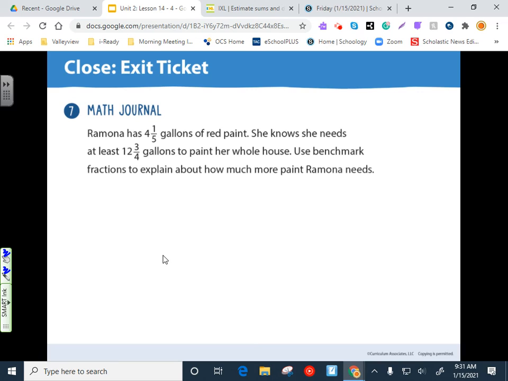So what we have here is she has that 4 1/5 gallons of red, but she knows she needs at least that much. So we want to find the difference. If she needs 12 3/4 and she goes to the store, she won't need to buy 12 3/4 worth of paint because she already has some. So let's find the difference. It says to use benchmarks. So benchmarks are, remember, quarters, halves, and 3/4. Those you want to use, especially with your mixed numbers.